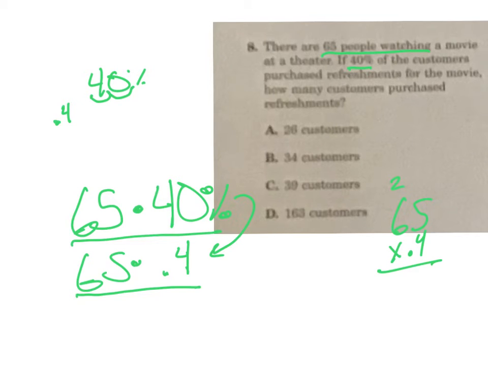4 times 5 is 20. 4 times 6 is 24, 25, 26. And then I have to move this decimal out once, and then move it back in. So 26 of the customers got snacks. It's this one. Now that does make sense too, because if I have 65 total, 40 is close to half, and half of 65 would be around 32 or so. So a little bit less than 32, 26, it makes sense. You always want to ask yourself, does my answer make sense? And this time it does.